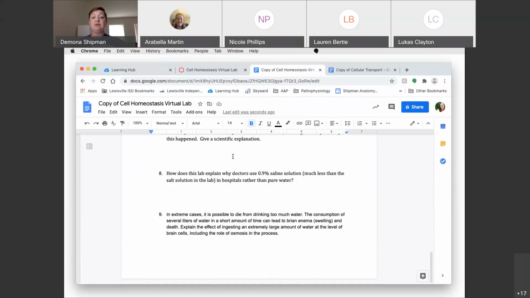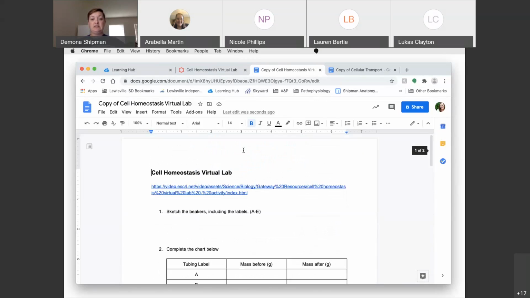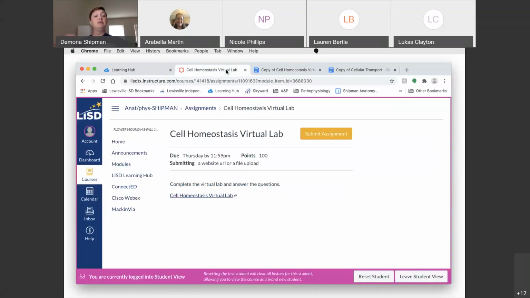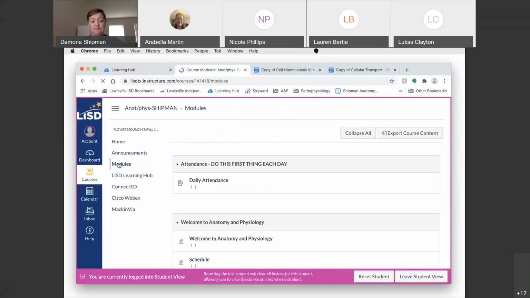So I do ask that you do it in a different text color if you're typing, because it makes it easier for me to see my writing than yours. But that way you can type your answers, making it easy. So that way you can see the real life application of those tonic solutions and why they're important and why they matter. So that's what we're doing today.